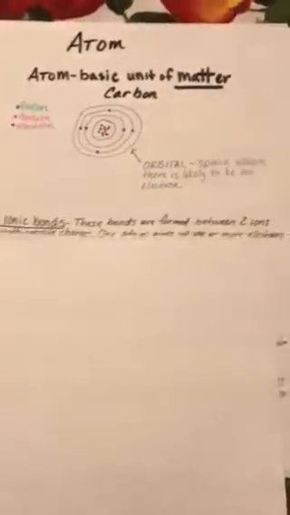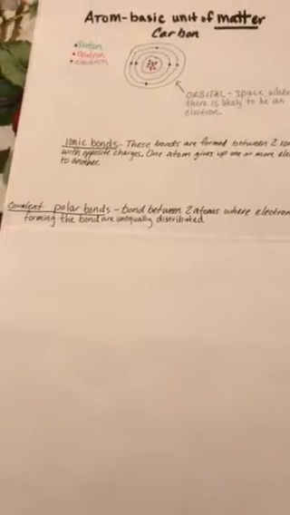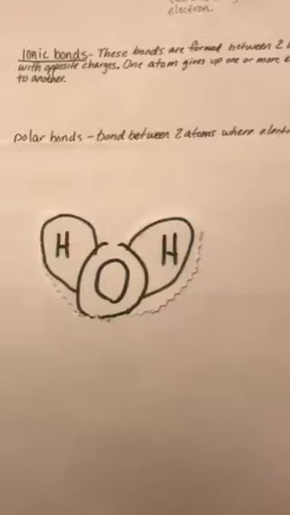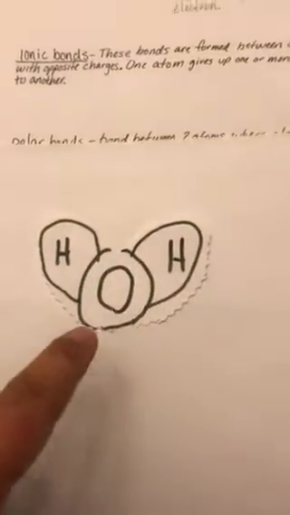The next bond I'd like to go over with you is the covalent polar bond. This is the bond between two atoms where the electrons forming the bond are unequally distributed. Now, a perfect example of unequally distributed is my perfect drawing of water. You see you have the two hydrogens bonded with the oxygen.